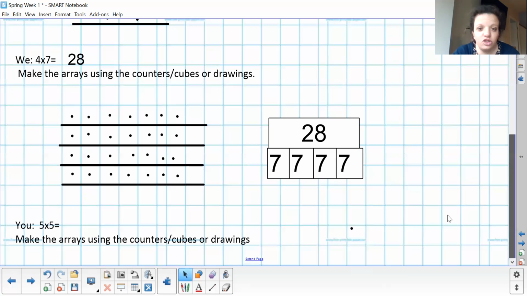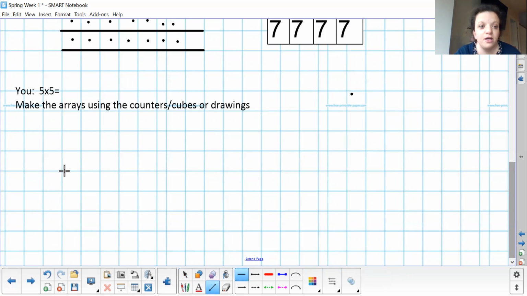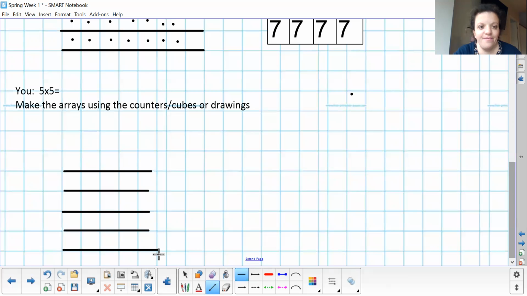Right, let's try the last one. You're going to have a go at doing 5 times 5. What's your array going to look like? What's your part whole going to look like? Pause the screen and have a go now. Okay, fantastic. So this one we've got 5 times 5, 5 groups of 5. So we're going to draw 5 groups. 1, 2, 3, 4, 5. And then we're going to put 5 in each group.